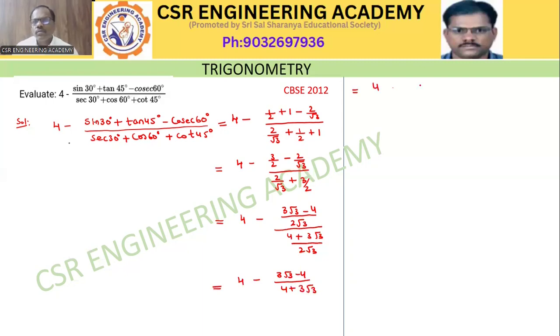4 minus 3 root 3 minus 4 divided by 4 plus 3 root 3. Taking the LCM 4 plus 3 root 3, 4 times 4 is 16, plus 4 times 3 root 3 is 12 root 3, minus 3 root 3, and minus into minus plus 4. So 16 plus 4 is 20, plus 12 root 3 minus 3 root 3, that is 9 root 3, divided by 4 plus 3 root 3.